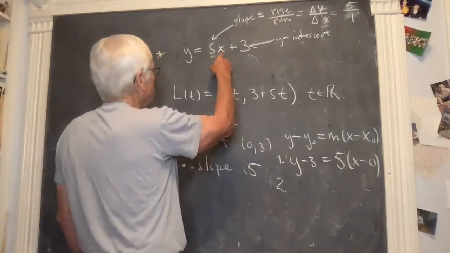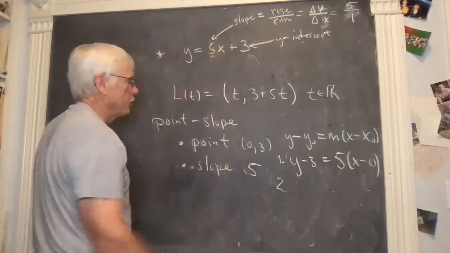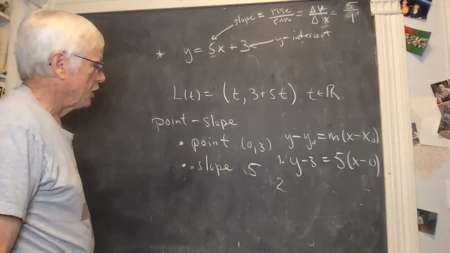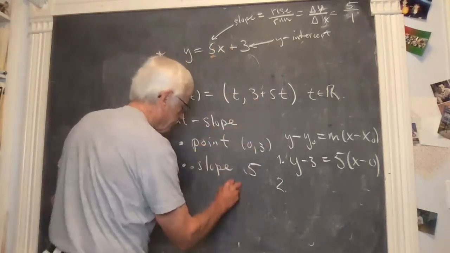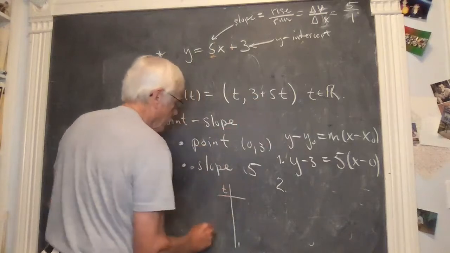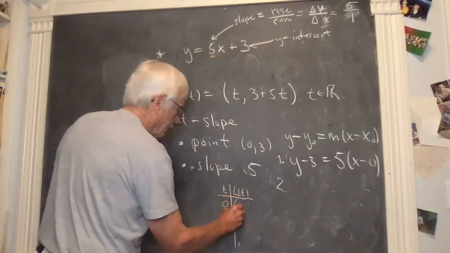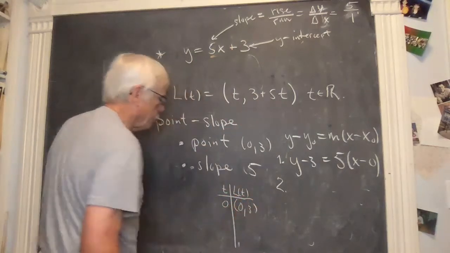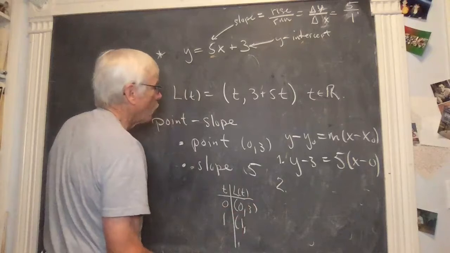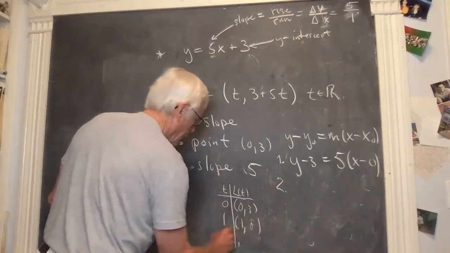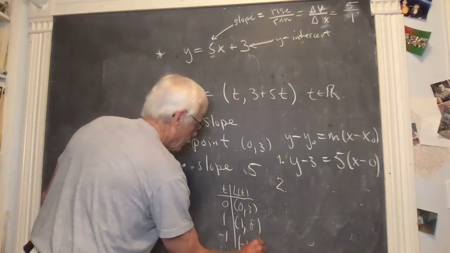You can either do x and y, or you can do t here. These both will give you points on the graph, or on the range in this case. So maybe it's easier using the parametric form, but if you plug in 0 for t, you get 0, 3. If you plug in 1, you get 1, 8. If you plug in minus 1, you get minus 1, minus 2.